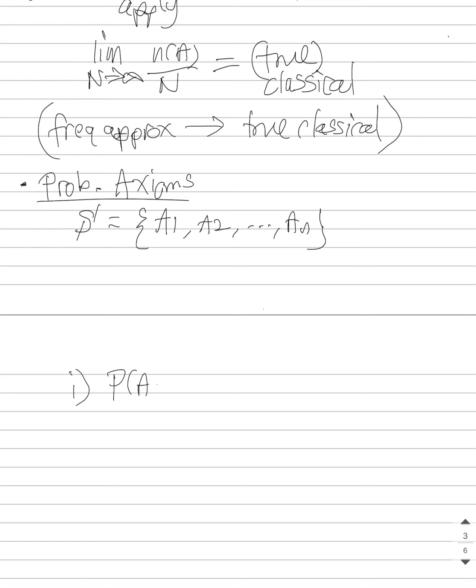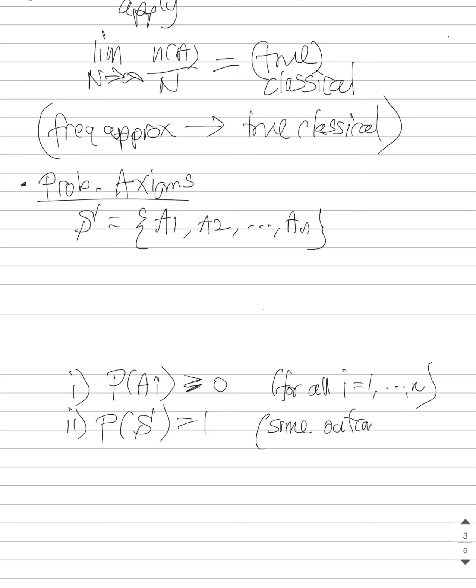So the first axiom here says that all of your individual probability values have to be bigger than or equal to 0. And that's for all i equals 1 to n. The second one says that if you've got your sample space, we're going to write this thing down. The probability function applied to the sample space has to give 1. Some outcome must occur.